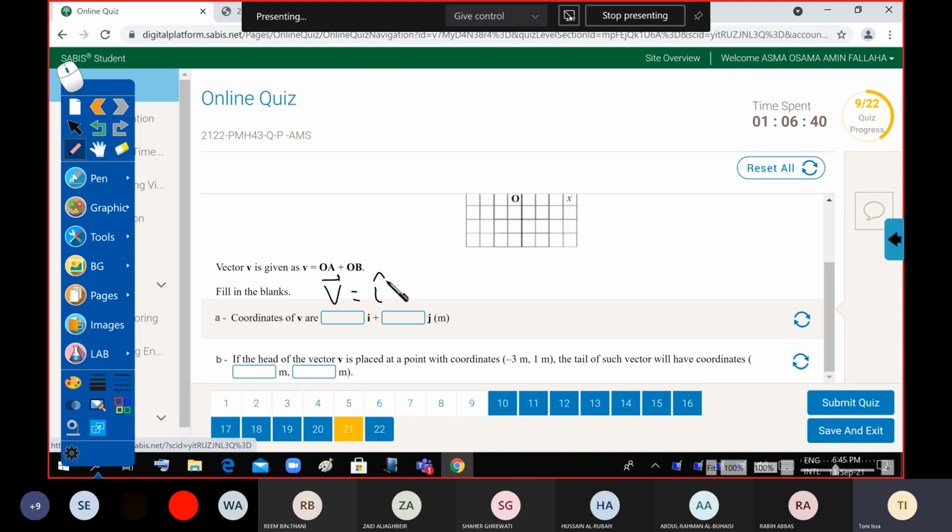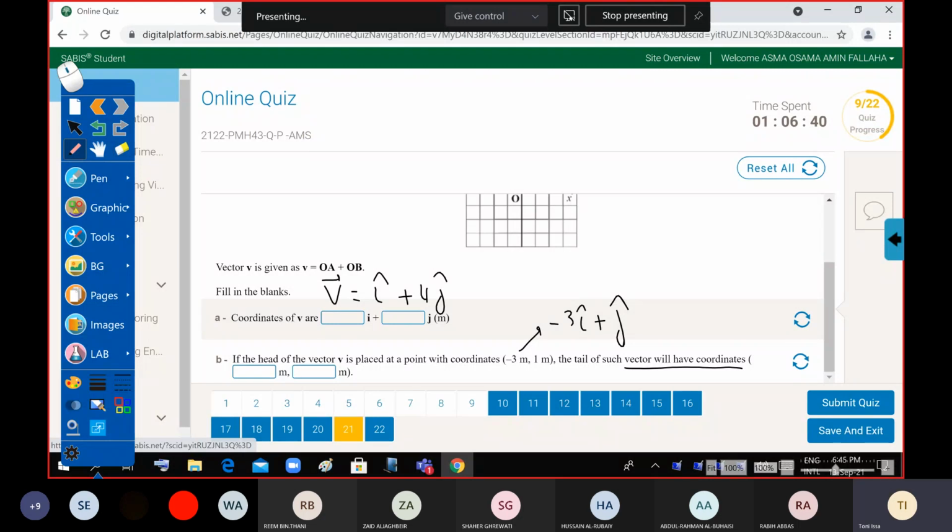Okay, we got it, i plus 4j. That's what we get for V, I think. Yeah. Okay, so look what you do. This vector has minus 3i plus j as coordinates in terms of i and j. What they said, they want you to find the vector where the tail of V is.